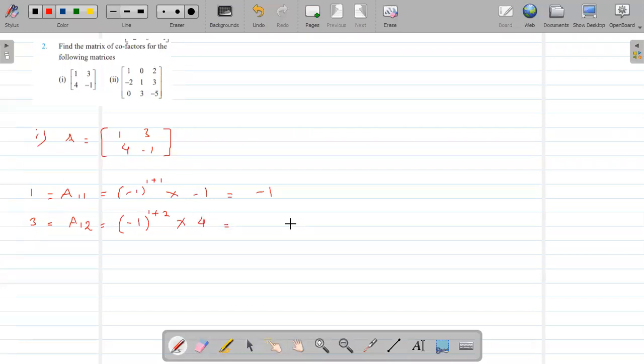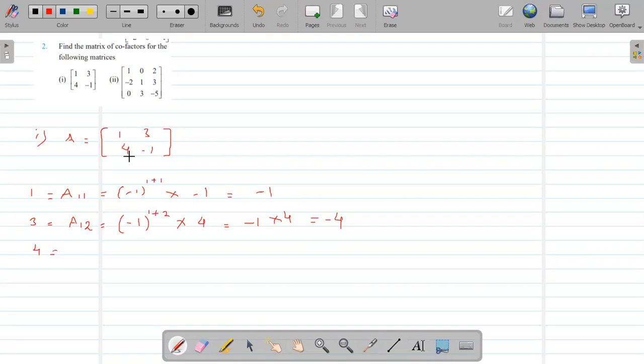Yes, sir. So it will be -1 to the power 3, which is an odd number. And what happens when we have an odd power? -1 will remain as -1. Multiply by 4, which will be -4. Understood? Yes. Yesterday I told everybody, remember now? Okay, now number 4.